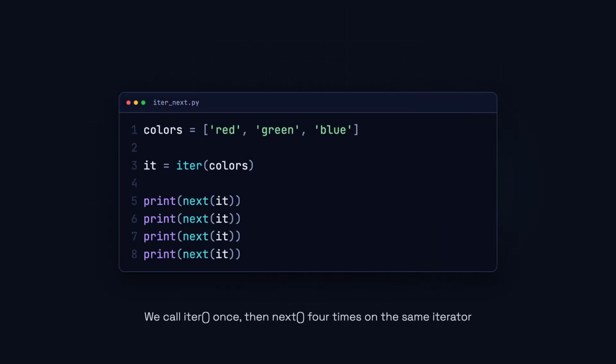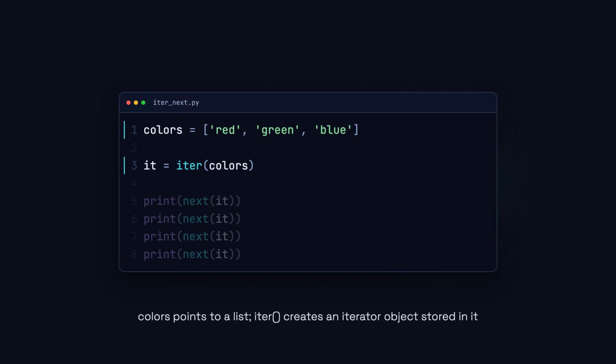Here is our whole program. We have a list of 3 colors. We will call iter once to get an iterator, then call next 4 times and watch what happens step by step. Line 1 binds the name colors to a list.